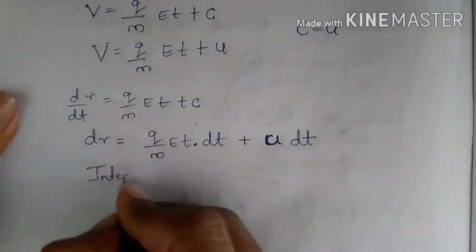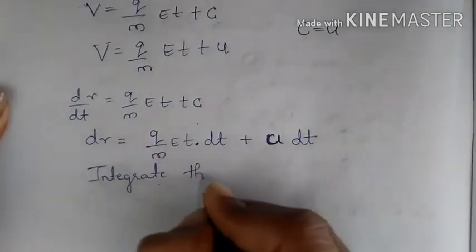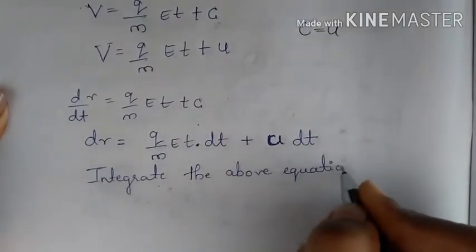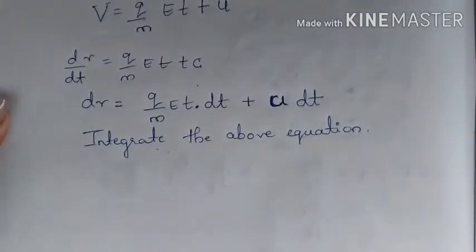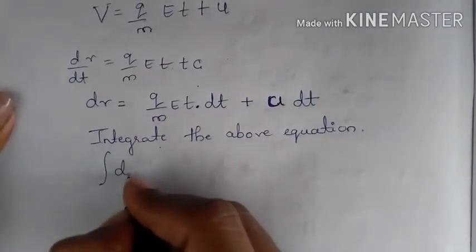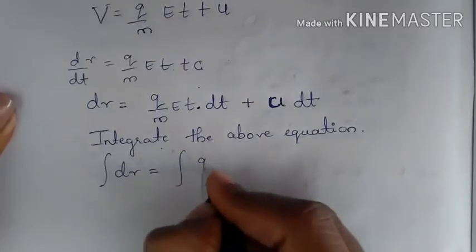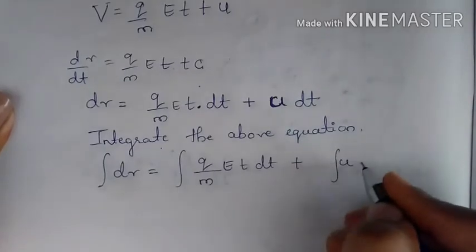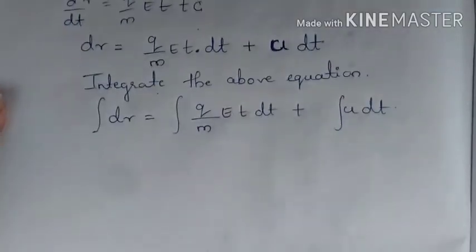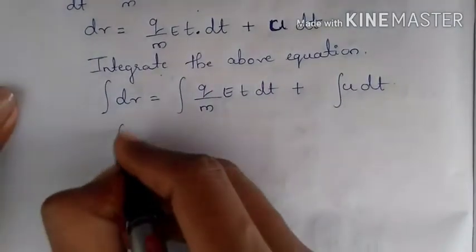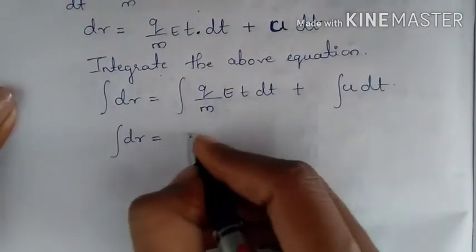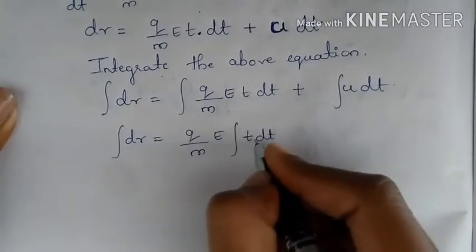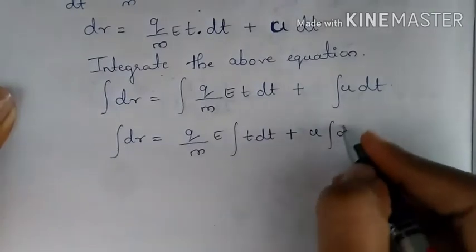So integrate the above equation. By integrating, what do we get? The integration of dr is equal to the integration of (q/m)Et dt plus the integration of u dt. So I can write this equation as the integration of dr is equal to (q/m)E times the integration of t dt, plus u times the integration of dt.